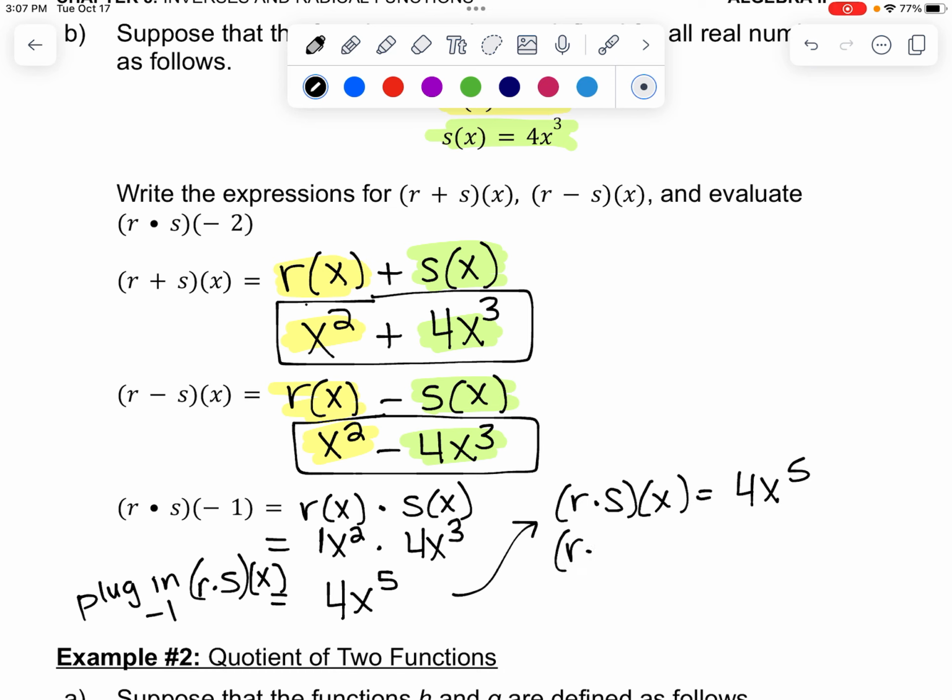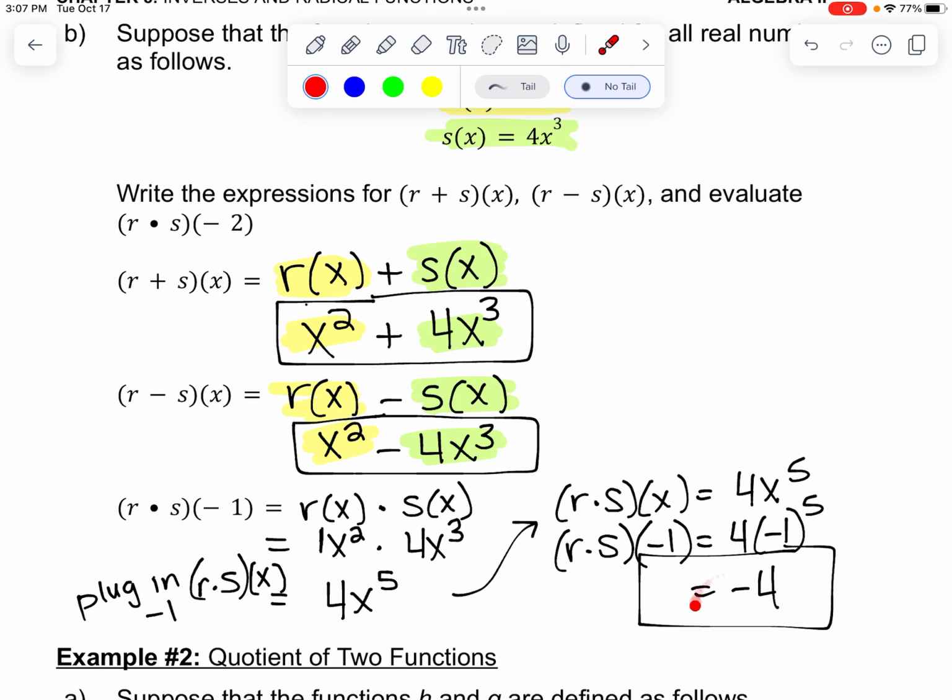And if I'm looking for r times s of -1, what that means is I'm just going to put -1 in for that x. So if I take 4 times -1 in parentheses to the 5th power, I can type that right in my calculator. It evaluates to -4. So r times s of -1 would be equal to -4.